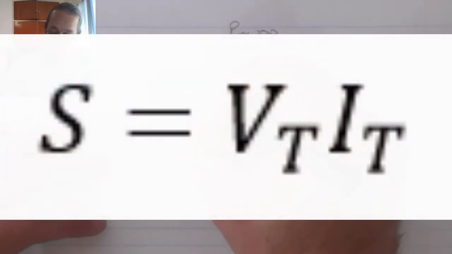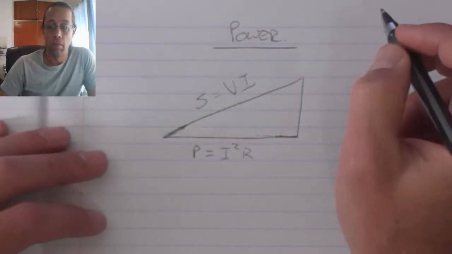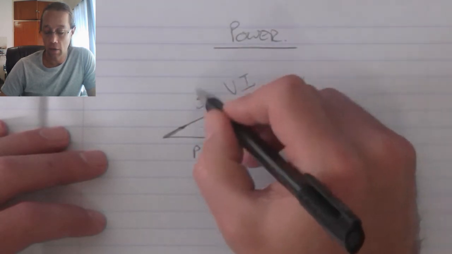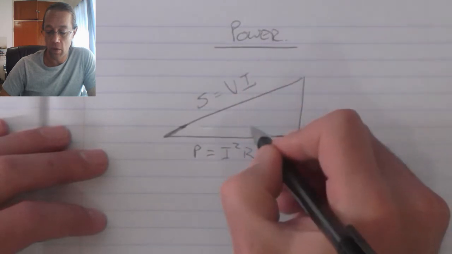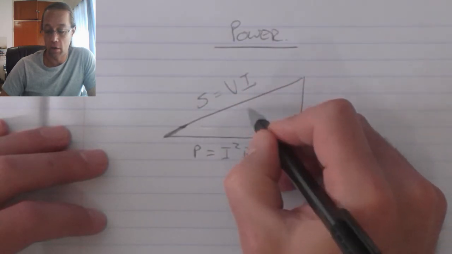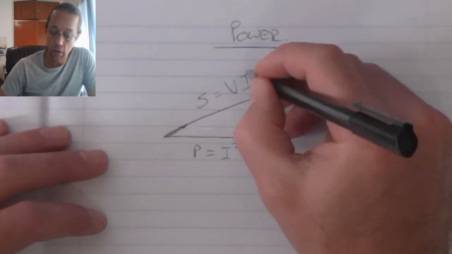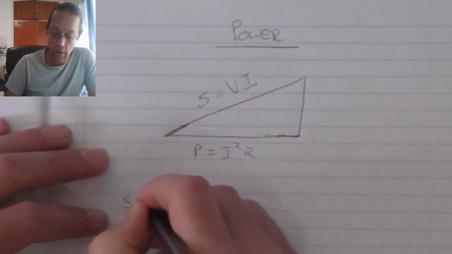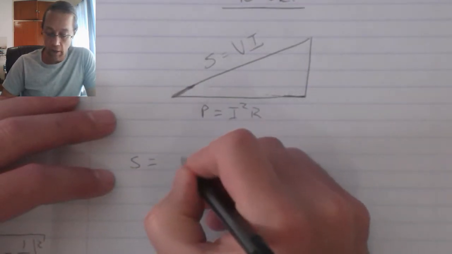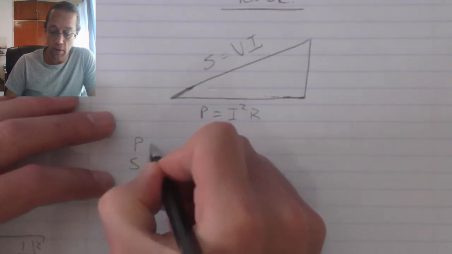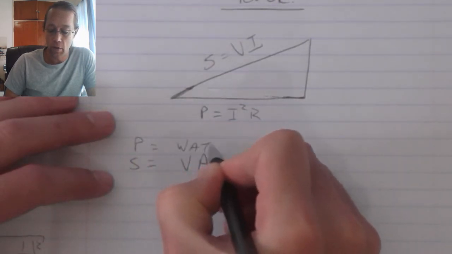My apparent power, S, is equal to the supply voltage multiplied by the supply current. In all the cases we've looked at so far, that value cannot be a true value because of the phase shift that occurs between the voltage and the current. As a result, my apparent power, S, is measured in VA, or volt amperes. True power is measured in watts.